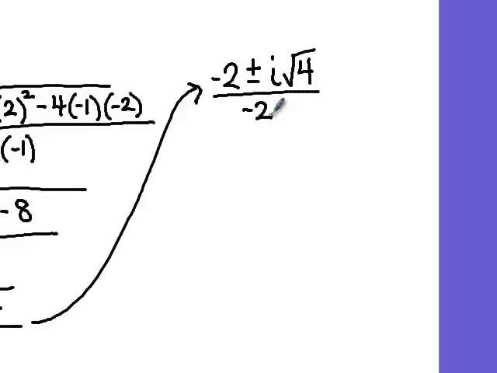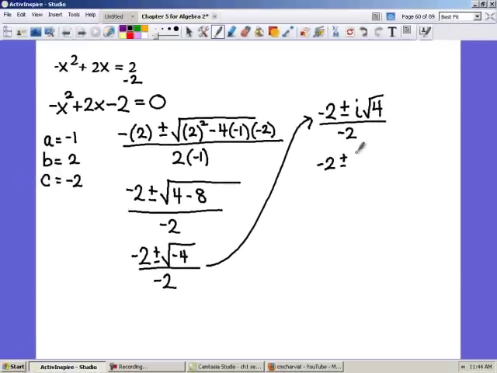Okay, now let's keep going, because I know there is a square root of 4. So we now have -2 plus or minus 2i. Now the i is still there because we had an imaginary number. So now this is all over -2, which I can see we have a ton of 2's going on. We're going to simplify that. -2 divided by -2 is 1. And 2 divided by -2 is -1.